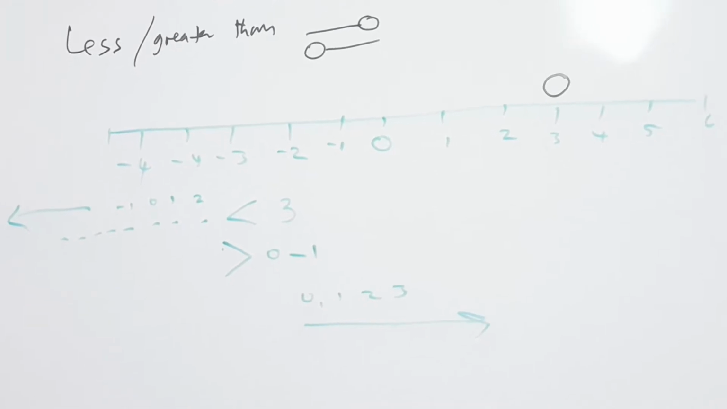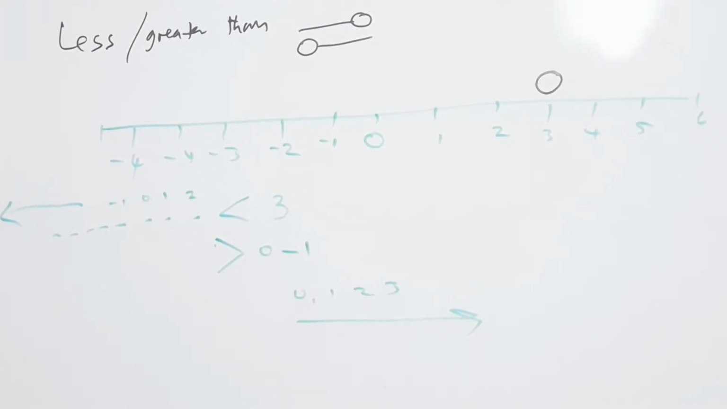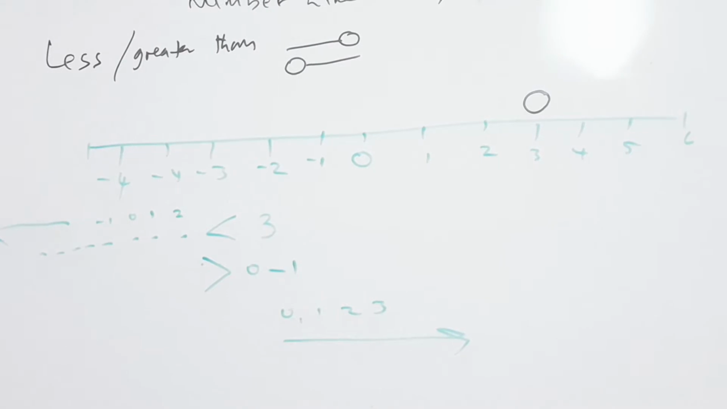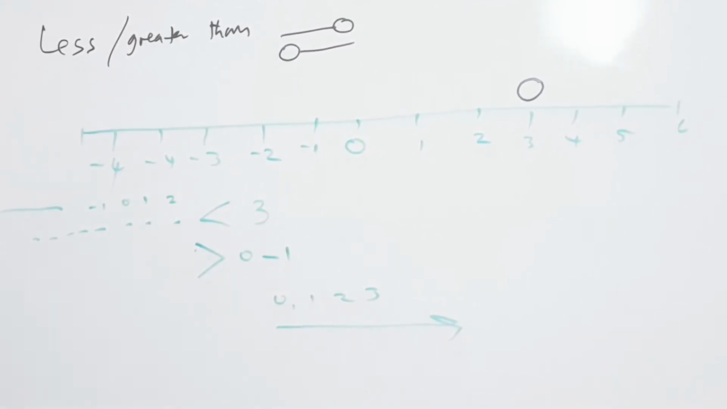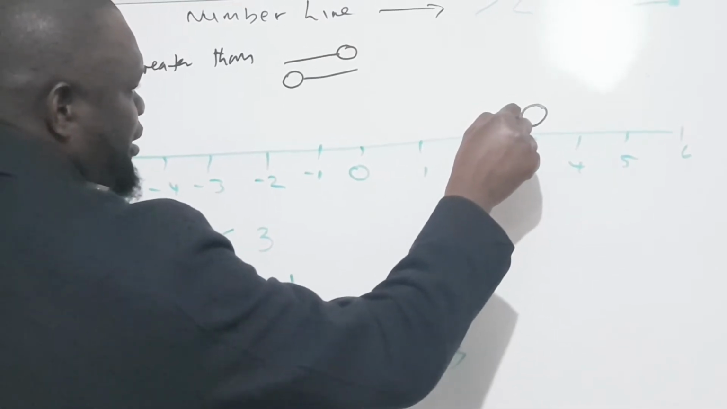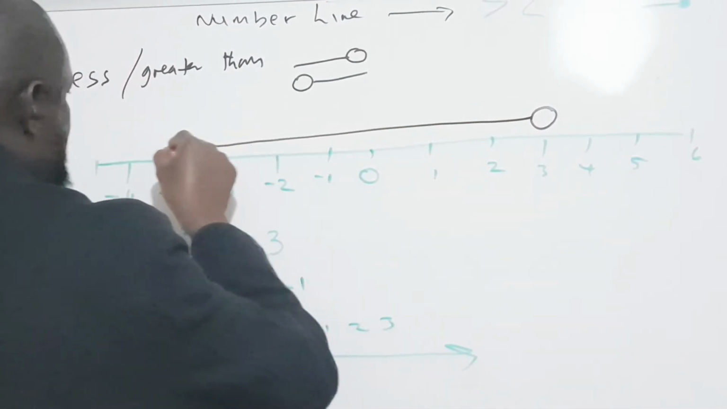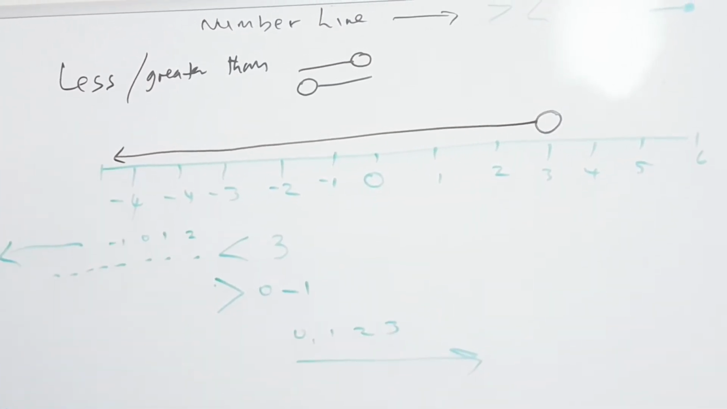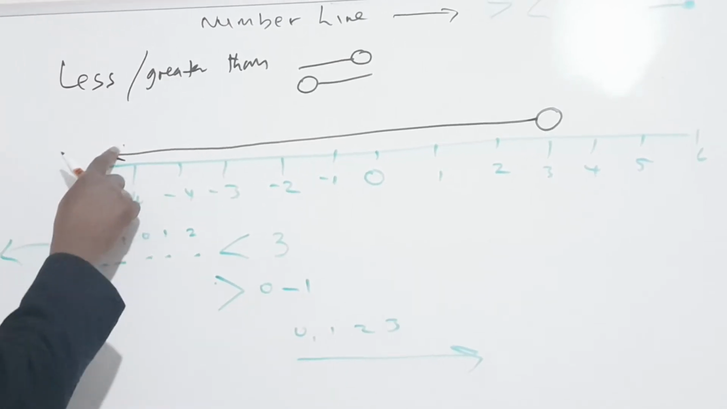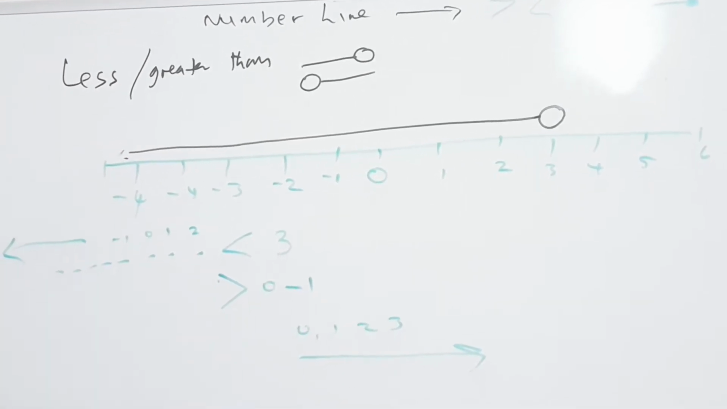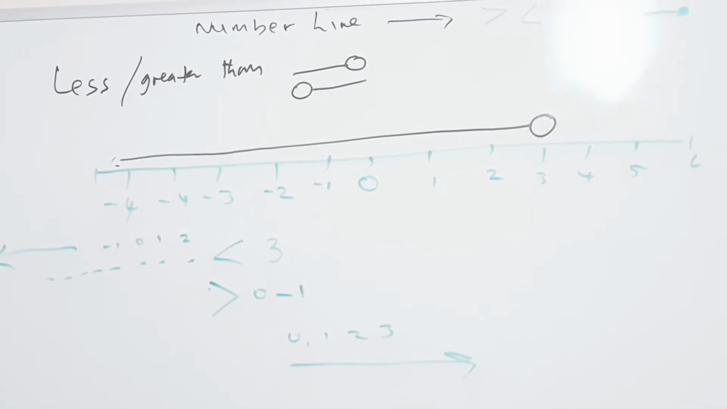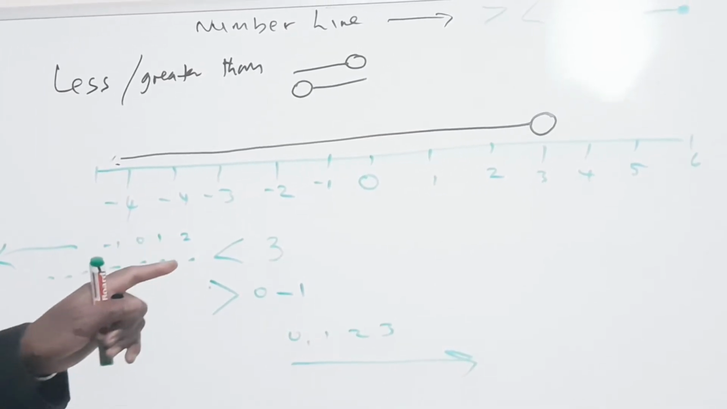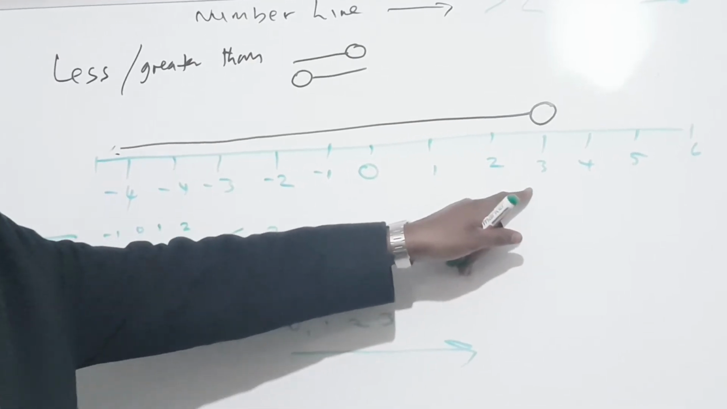Okay? So since it's less than 3, it is less than any number that will come after it, so it must go that way. So our tail will be that way. It will point that way. You don't need to put that there, but it will look like that. So this means all numbers less than 3.